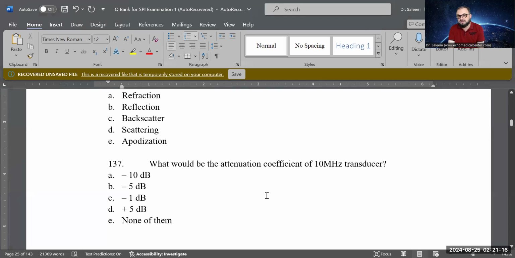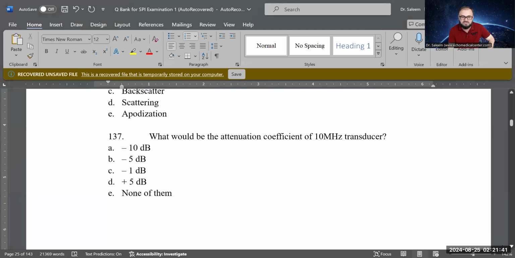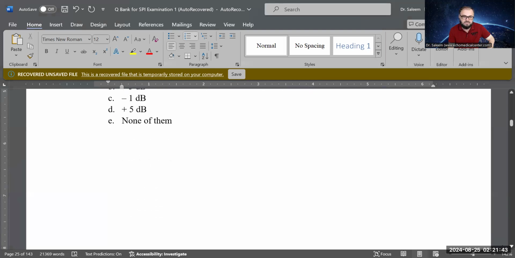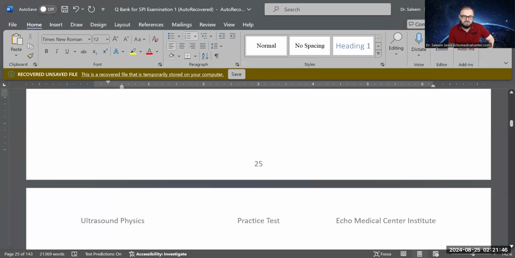But remember, there is an easy way to calculate the attenuation coefficient for a transducer whose frequency is known. For example, if you have 10 megahertz, half of that is the attenuation coefficient. If you have 12 megahertz, 6. If you have 4 megahertz, 2. So for any operating frequency, half of that will be the attenuation coefficient. Keep in mind, that will be one of the tricky questions in the SPI. Be careful with that. Okay, let's do the next question.